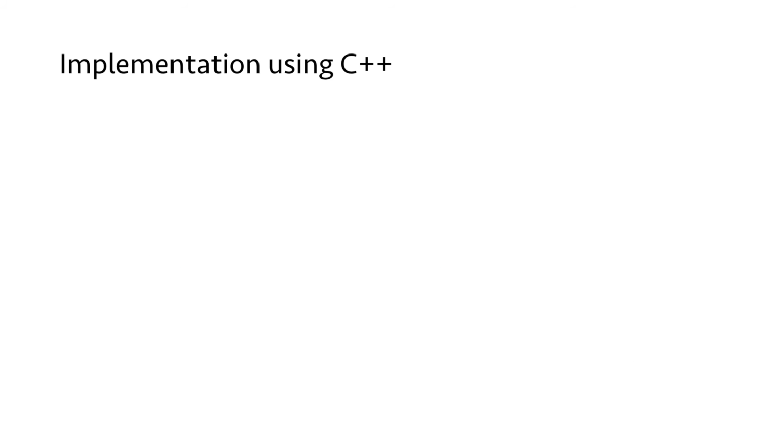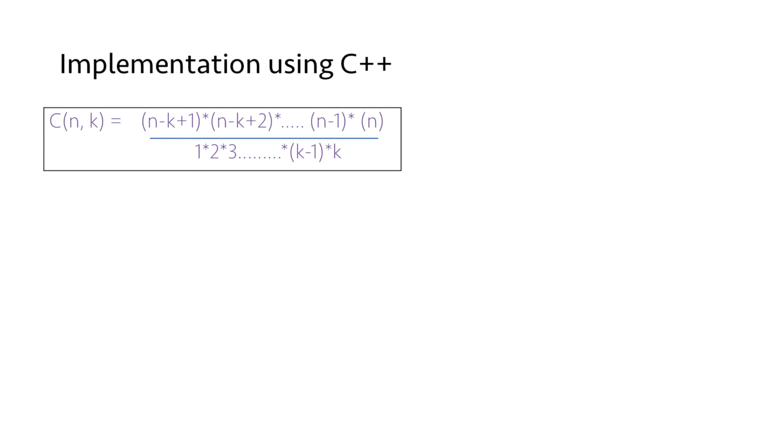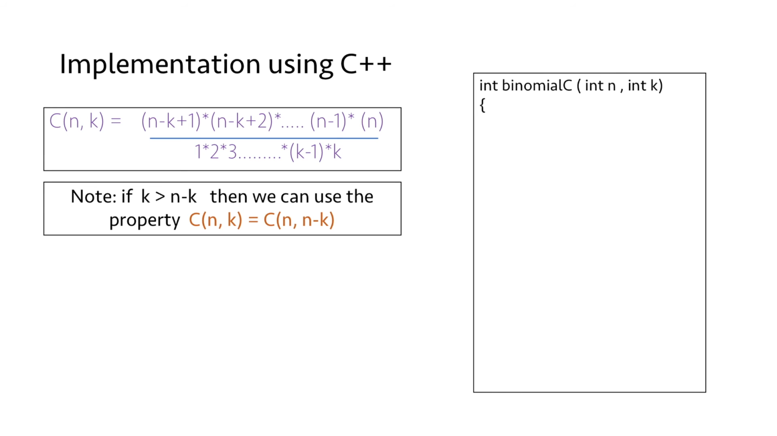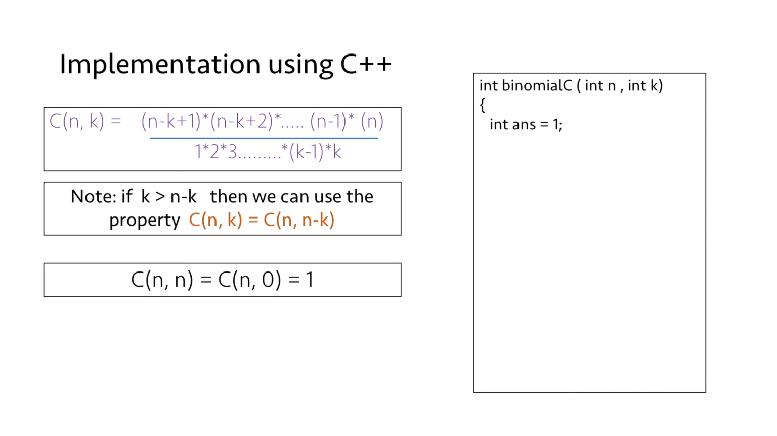Now let's implement this using C++. First of all, this was a basic formula that we derived. Next thing, this was the optimization that we did, that if the value of k is greater than n minus k, then we replace C(n, k) with C(n, n minus k). So let's start our function. Our function takes as argument an integer n and an integer k for our binomial coefficient and returns the answer. Next, we initialize answer as 1 because the minimum value of binomial coefficient will be 1, as C(n, n) is equal to C(n, 0), which is equal to 1.